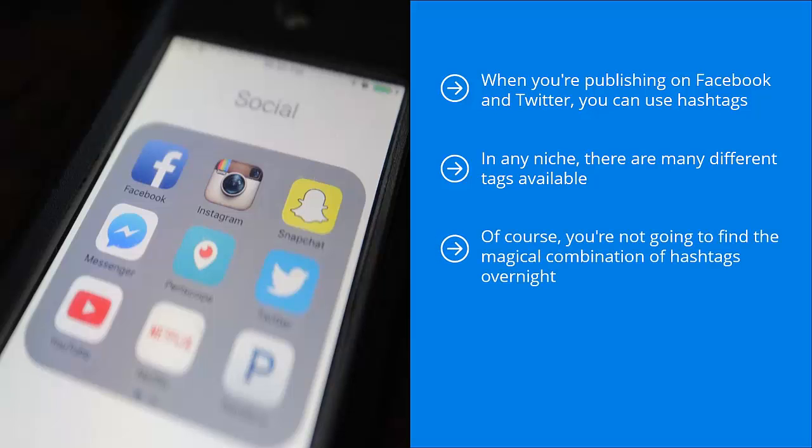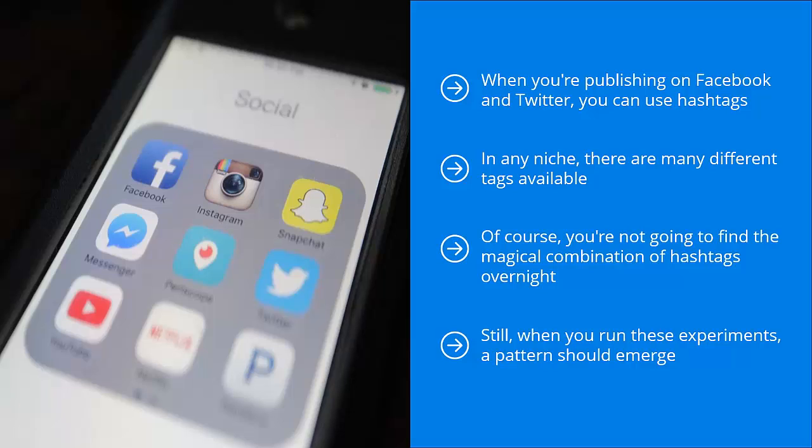content on. Of course, you're not going to find the magical combination of hashtags overnight. That's not going to happen. This is one of those things that you're going to have to find out by doing it over a long period of time. Still, when you run these experiments, a pattern should emerge. Sooner or later, you would discover that certain hashtags produce a lot more results than others.